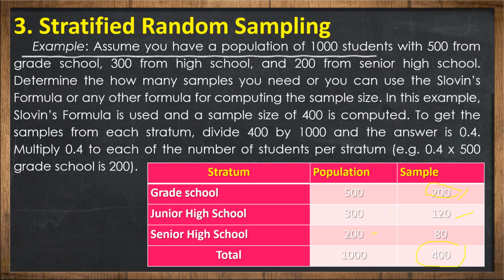Okay? So, in stratified random sampling, of course, we can say that we can get an equal proportion of participants of the study based on the given stratum. So, equally distributed from the grade school, junior high, and senior high.